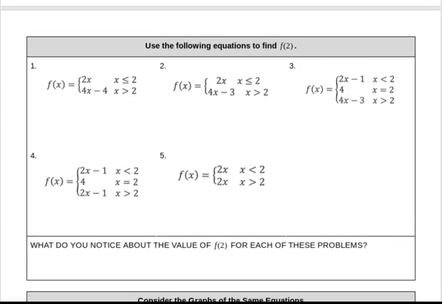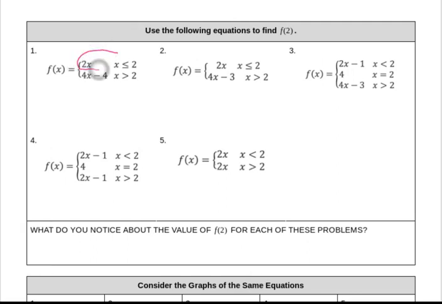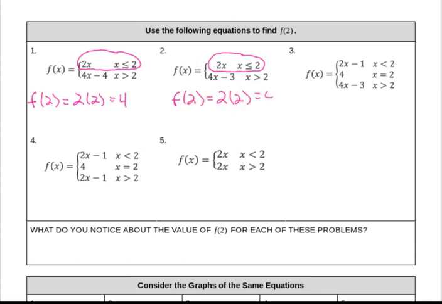We're going to use the following equations to find f of 2 pretty quickly here. For the first one, f of 2, we want to know where it is. x equal to 2 is going to be in this first portion here. So f of 2 is equal to 2 times 2, which is 4. For the second one, it looks like a very similar piecewise function, but the second piece of the graph is a little different. But we're again looking for where x is equal to 2. So f of 2 equals 2 times 2, which is 4.